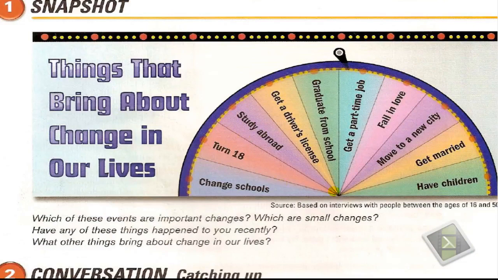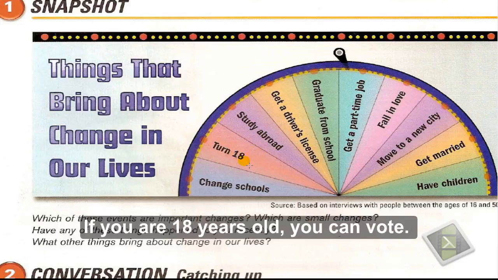Different things. Things that bring about change in our lives. What are the things that change our lives? Change schools. When we change school, this is a big change in our life. Turn 18. If you are 18 years old, you can vote. You can drive a car in the USA.